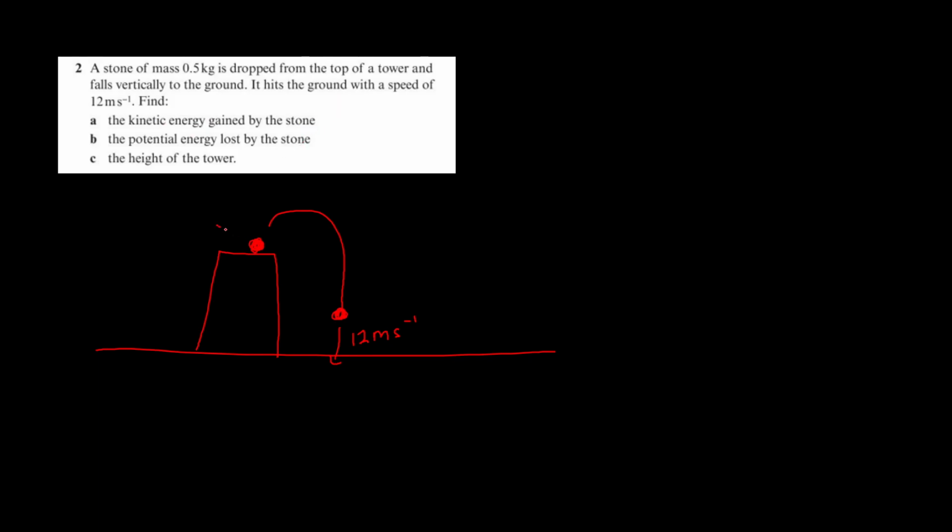So if we're assuming that it starts from rest, which it doesn't say, but we just have to assume that, then its initial kinetic energy is just going to be 0, right? Because its speed is 0. So in this case, to find the kinetic energy gained, we just need to work out its final kinetic energy. So that's just going to be half times 0.5 times 12 squared, which is equal to 36 joules.